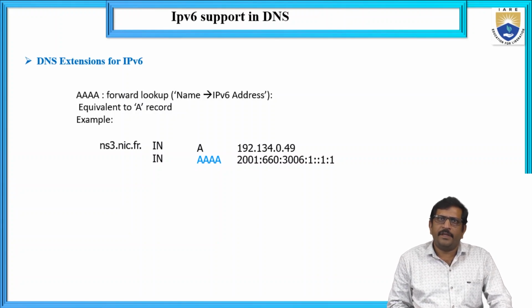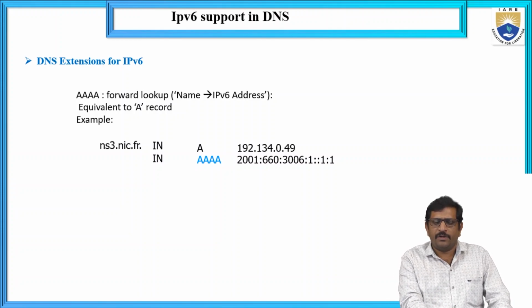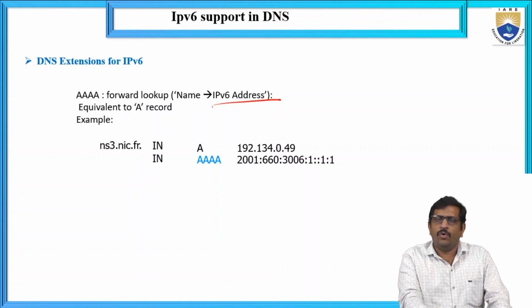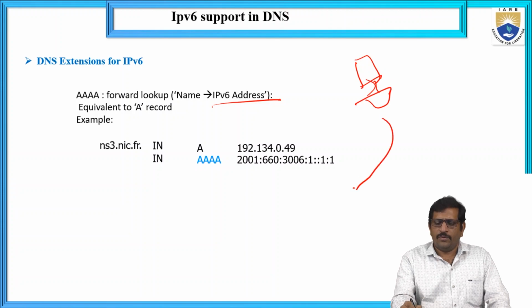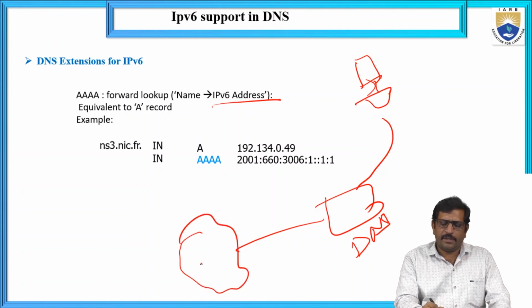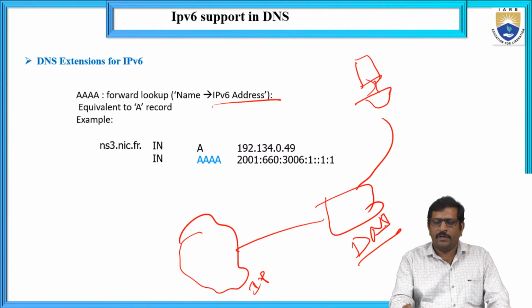Here is the DNS extension for Internet Protocol version 6. Now if you see, forward lookup is the domain name server IPv6 address. This address is used whenever we are connecting the host device to DNS. So this IP address can be assigned to the domain name server. Here is a host. Whenever it is requesting, it immediately requests the DNS domain name server for the IP address through this DNS.